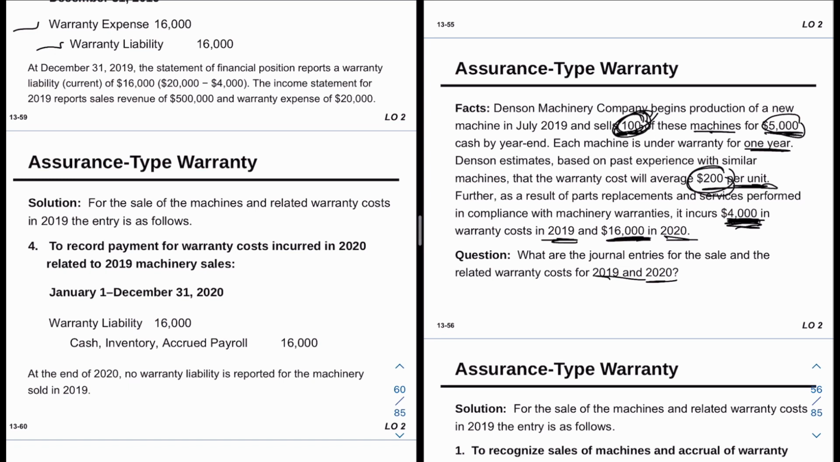So we will debit warranty liability, since now there is no liability anymore, and this is the end of the year, and also we've paid for that liabilities. So now we have to close that T account. So we will debit warranty liability of 16,000 and also credit cash, inventory, accrued payroll.